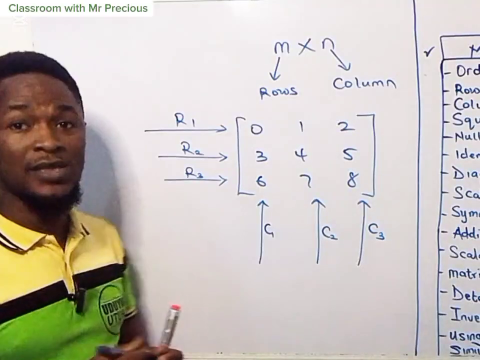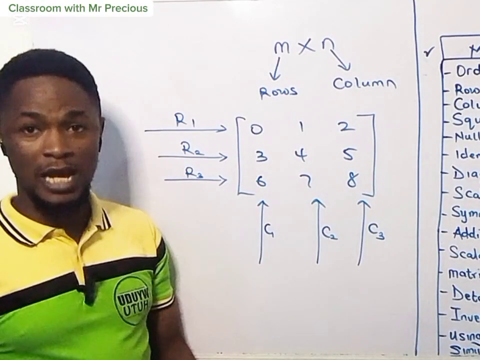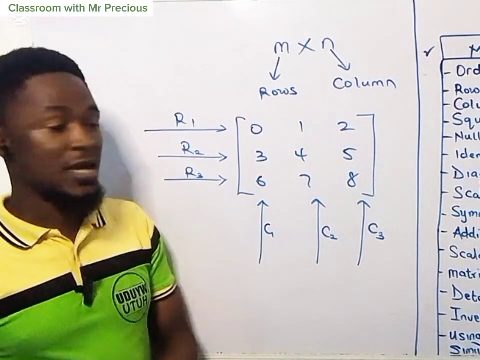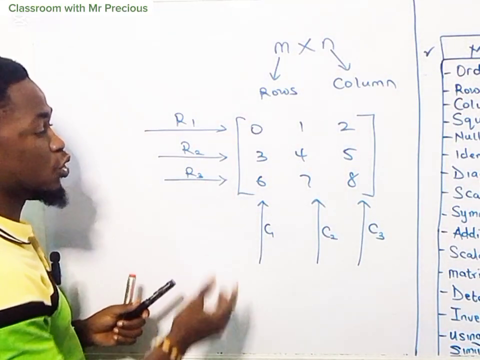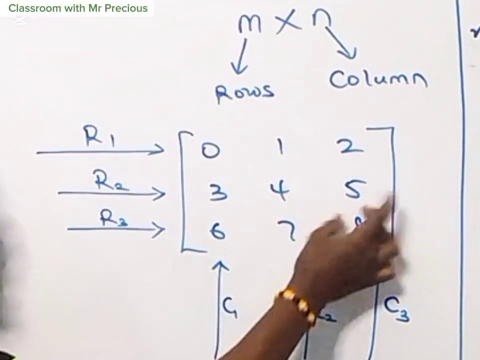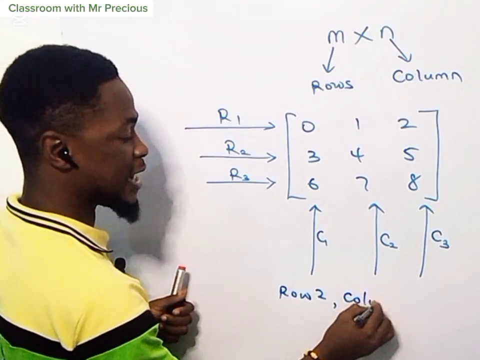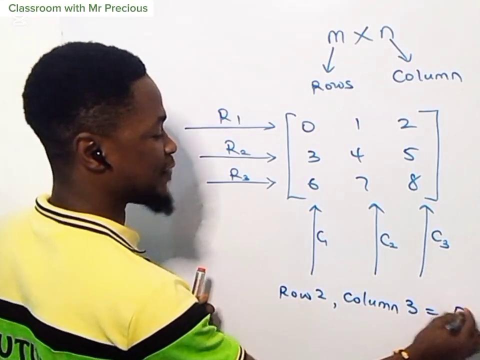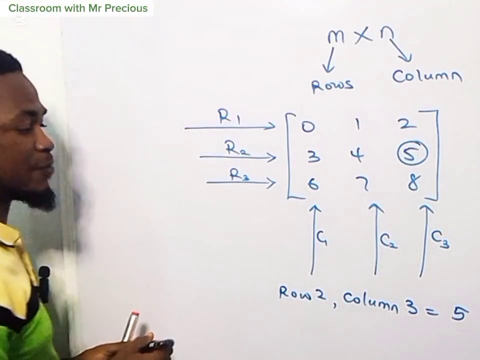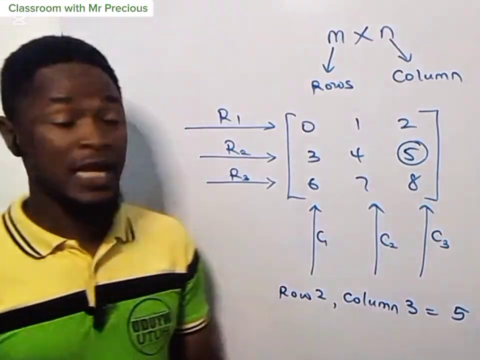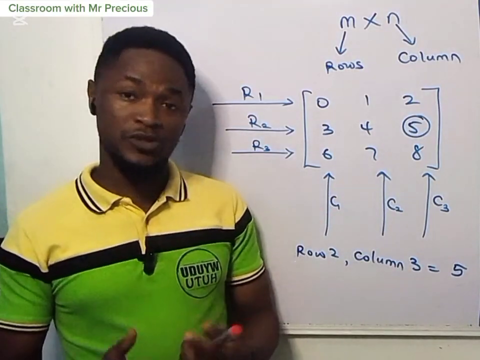So all the elements in a matrix can be identified by what? By their order, or you can just specify it. For instance, if I say pick the element that is on row 2, column 3. So this is row 2 and this is column 3. So the row 2, column 3 element is what? 5, because it is on row 2 and column 3 simultaneously. So the order of any matrix is just how many rows and how many columns that matrix has.